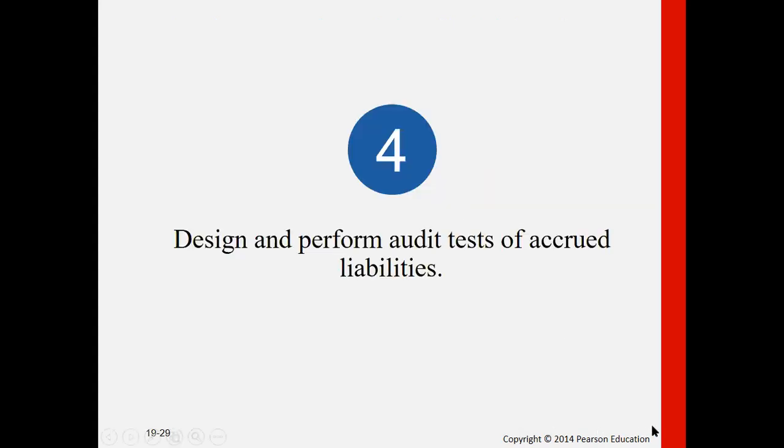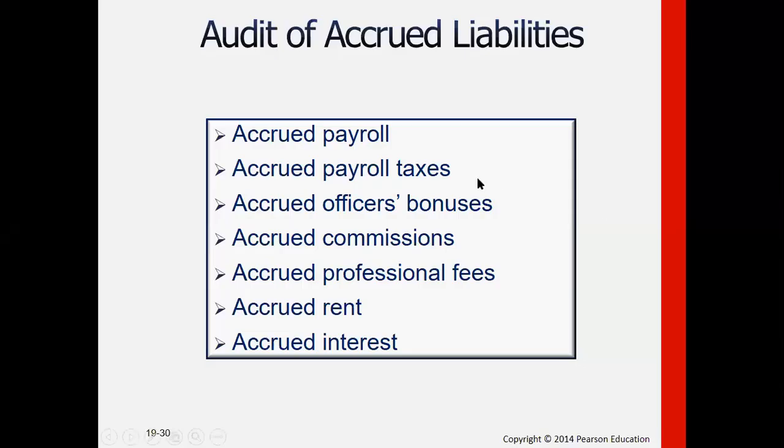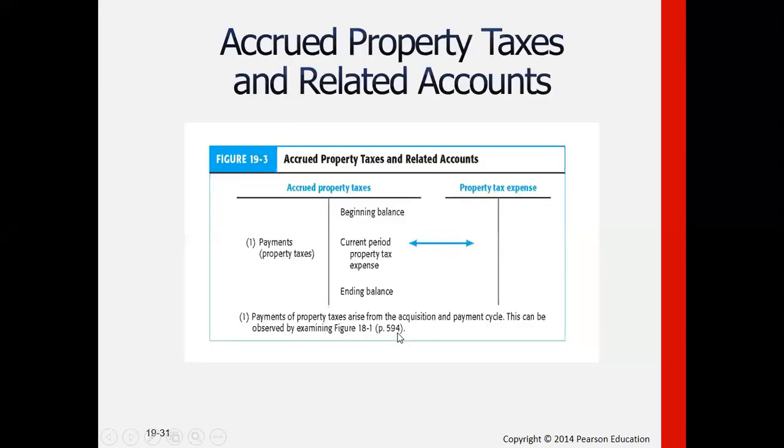Next would be to design and perform audit tests of accrued liabilities. So here are our examples of accruals. So accrued expense items from payroll down to interest. For the related accounts, here is our illustration for accrued property taxes, for example, although this would be the same for other expense items, we just have to replace property taxes with the expense item.